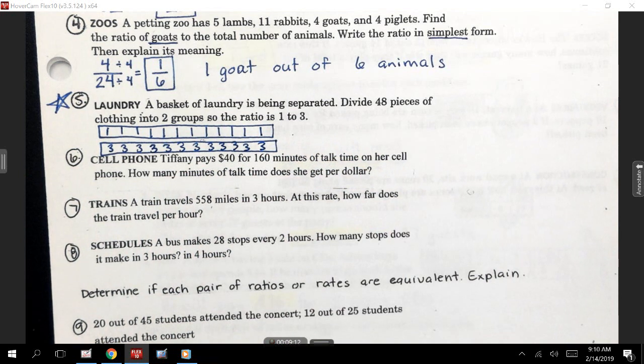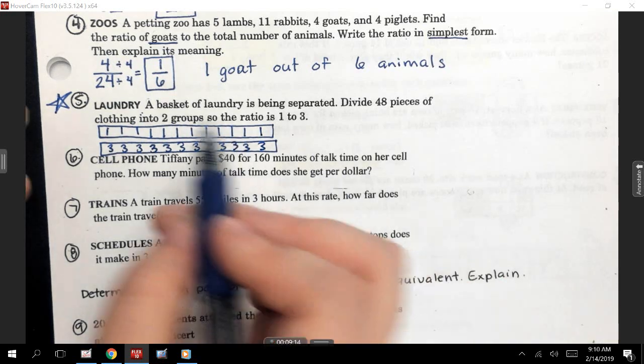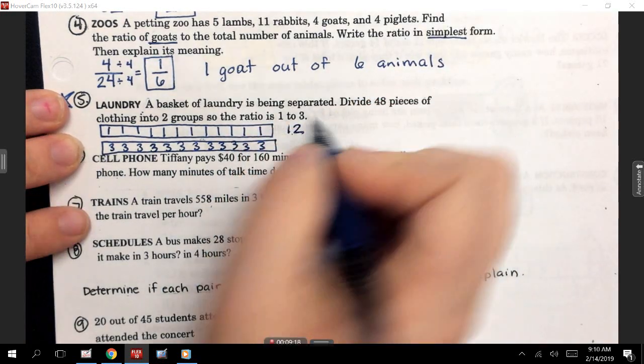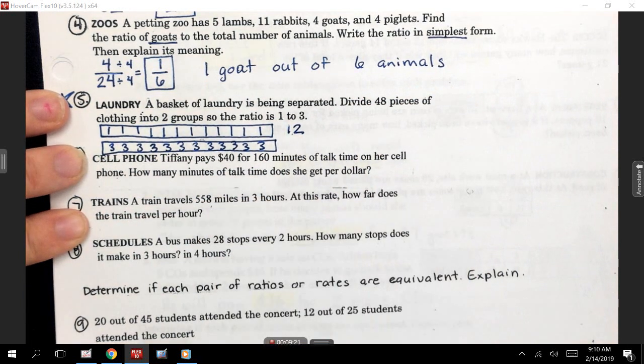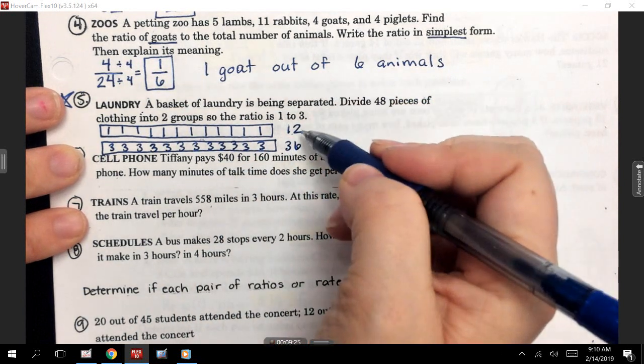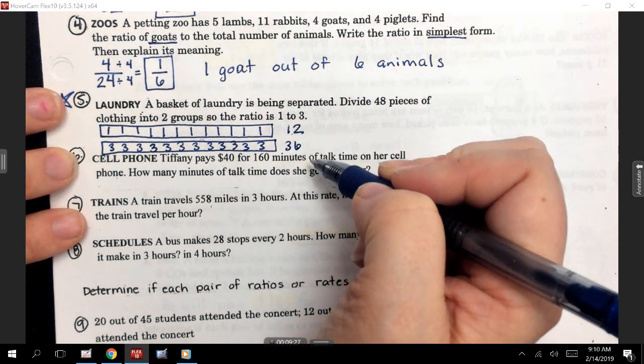Right, what can I do to see how many are in group 1, Locke? Add up my 1s. There were 12 of them, so that adds up to be 12. What do I get when I add up my 3s? Alexandra? 36. So I got 12 that are in group 1 and 36 in group 2.